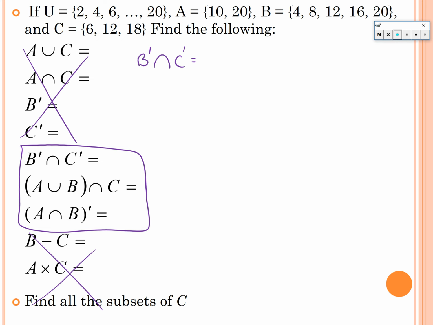B prime, or not B prime, excuse me, B complement. Remember, B complement, everything that's in the universal set that's not in B. So we would have left in there, we'd have 2, we would have 6, we wouldn't have 8, we would have 10, we wouldn't have 12, we would have 14, we wouldn't have 16, but we would have 18.